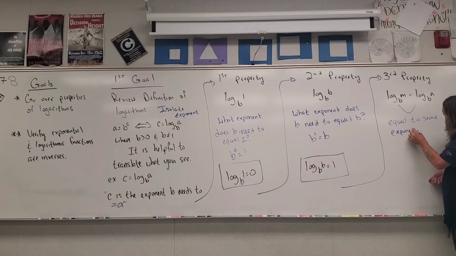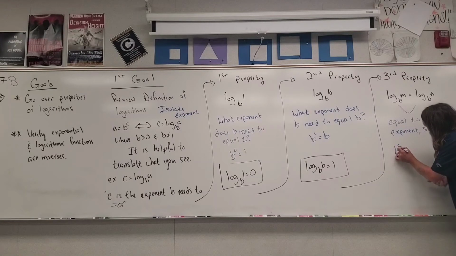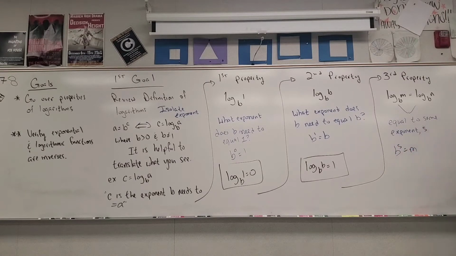And since they're both equal to the same exponent, that means that b is going to be raised to the same power, right? So this b will be raised to the same power as that b. And we'll call this same exponent s. So that means that b to the power s must equal m, and b to the power s must also equal n. Well, any number multiplied by itself the same number of times must equal the same thing.